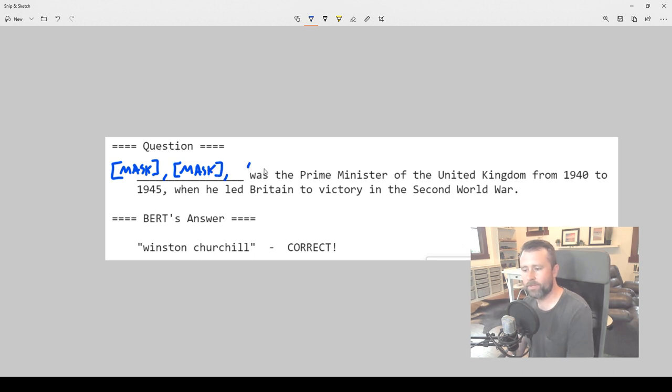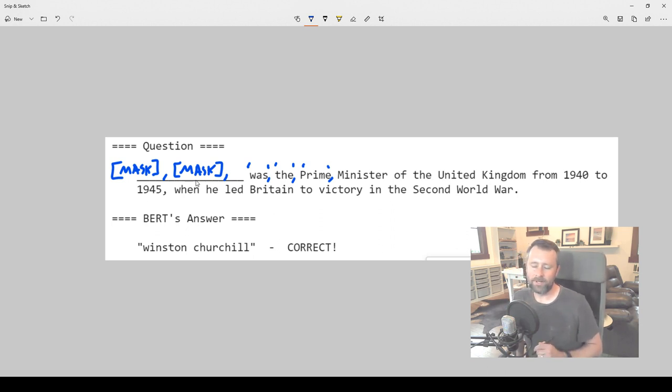And then all the other tokens as well was the Prime, you know, so on. And then I ask BERT to predict what was here and then what was here. So we're cheating a little bit here in that I'm telling BERT how many tokens it needs to predict.